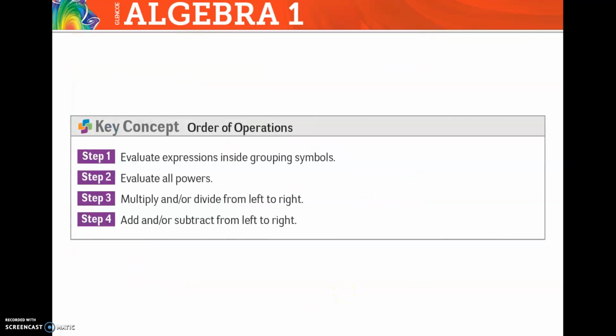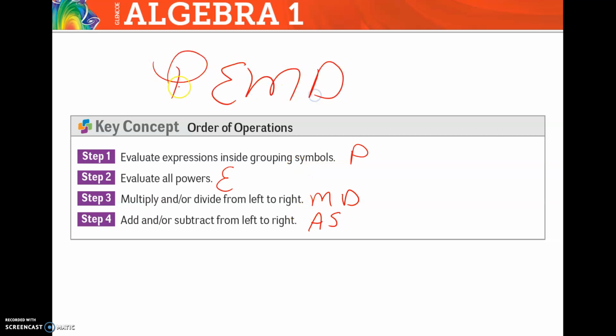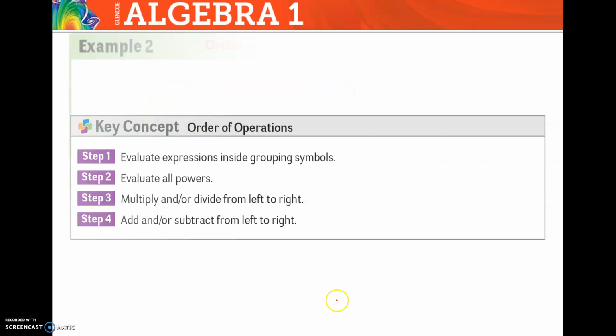So order of operations. Evaluate inside grouping symbols, that's our P for parentheses. Evaluate all powers, that's E for exponents. Multiply or divide is MD, and add or subtract is the last two. So that's where we get PEMDAS. The only thing is that, remember, P stands for any grouping symbol, and we often think it's just parentheses. Absolute value would be another one that would go in there.